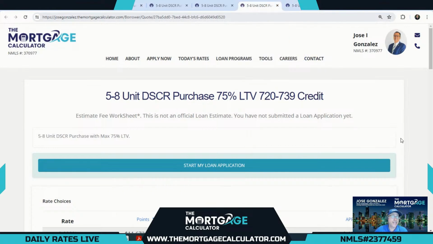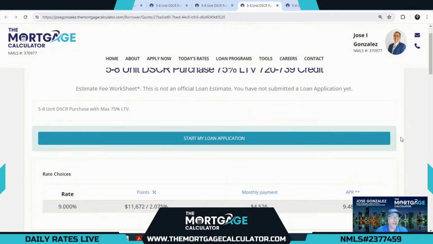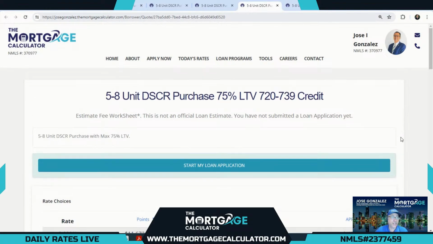So now 720 to 739 credit score, we can still obtain 75% LTV. Our 9% rate is now costing us 2.075 points. So still 75% LTV down to a 720 score.